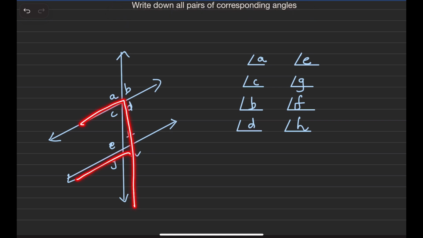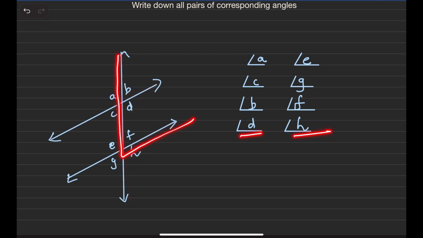F below the line, below the line. So C and G. This F below the line, below the line, D and H. If it is like this, above the line, above the line. And on the left side, above the line, they are corresponding. For corresponding, we remember the pattern F.